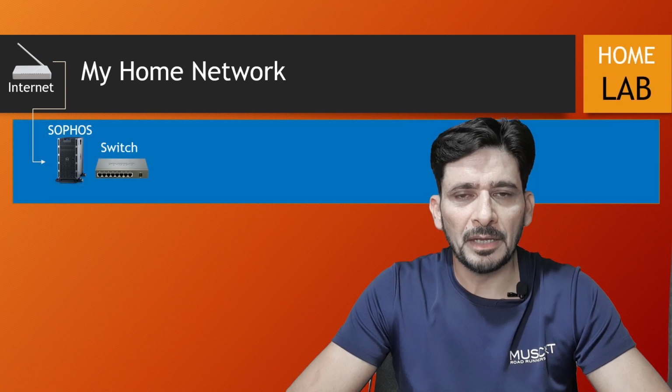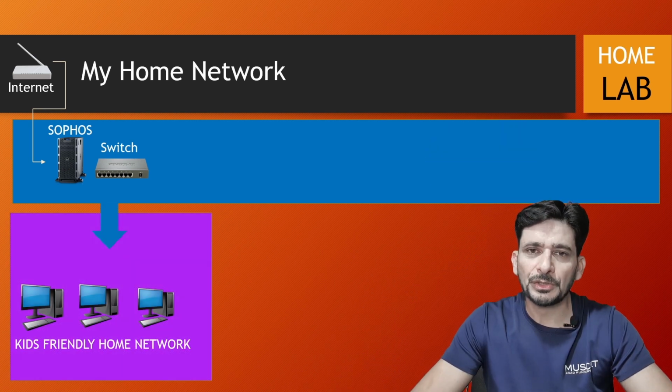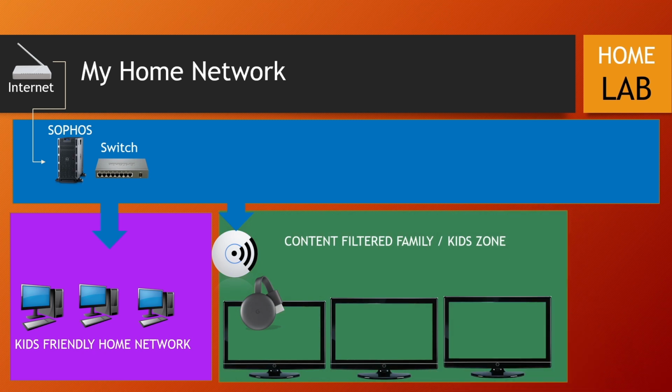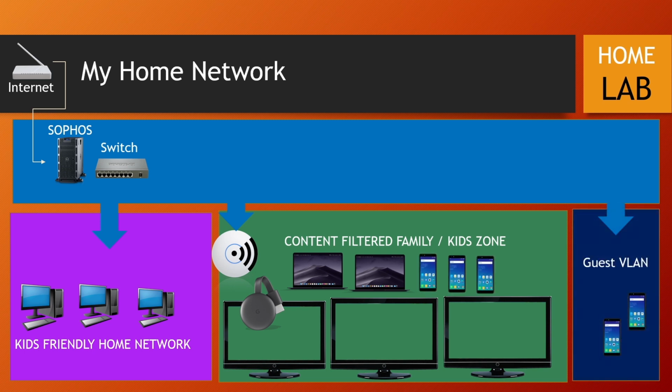Right now, if I show you, my home network looks like this. My internet is connected to a Sophos XG Firewall Home Edition. I am using a Cisco switch, which connects my complete home lab. The home lab has a kids network to ensure that they access only what they are required to access. Through the Wi-Fi network, I have a content-filtering family network available, and a kids zone is also created inside this, for when they are watching TV or using laptops or smartphones. At the same time, when guests come, they are unable to gain access to my network.